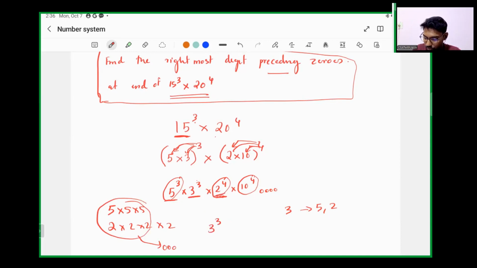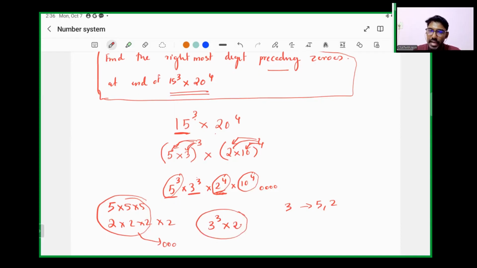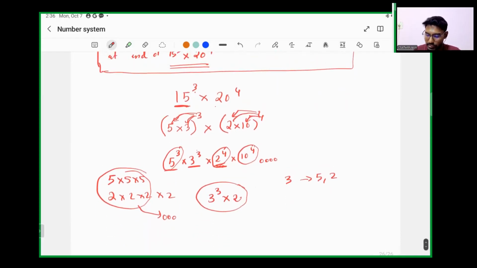Now you have 1 2 balance because 1 2 doesn't have a pair. So these are the digits which are balanced. You take the balanced numbers and just do the calculation. So 3 cube is 3 into 3 into 3, which is 27 into 2. So that is 54. So 4 will be the rightmost digit preceding the zeros, because after this you will be getting many zeros only. Right. So this is how you need to tackle this kind of question.